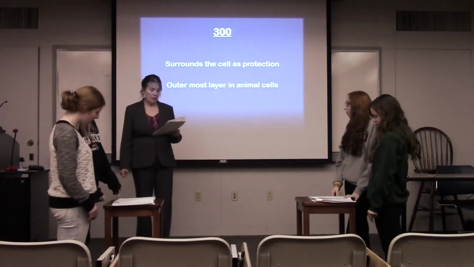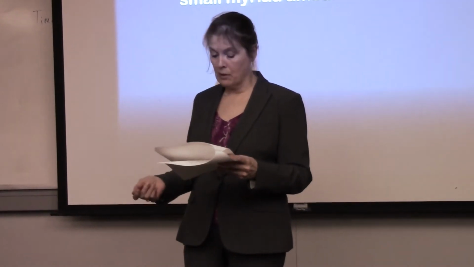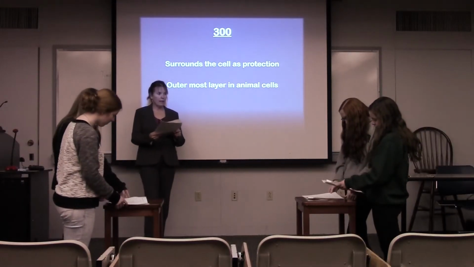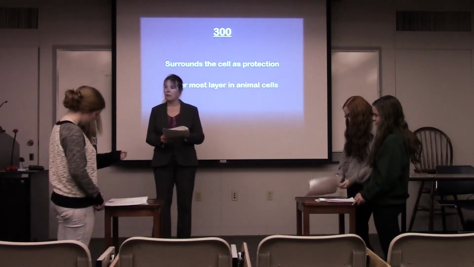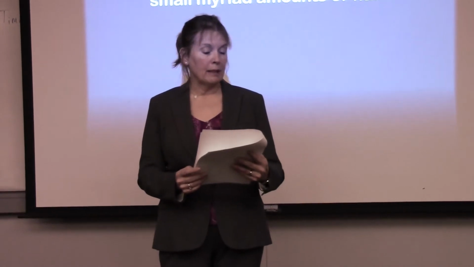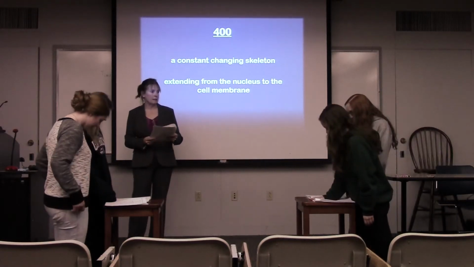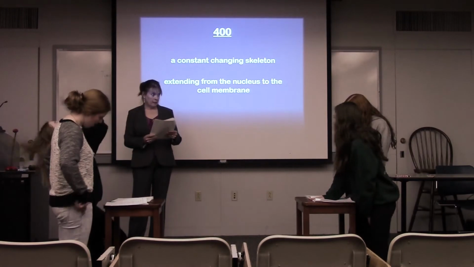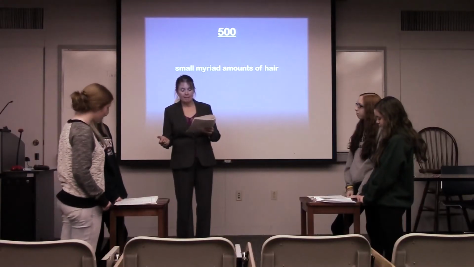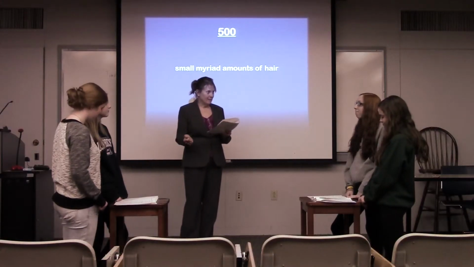Ooh, pizza! What? This surrounds the cell as protection. It's the outermost layer in animal cells. Cell membrane. Cell membrane is correct. Wilmington, now with 1800, and Garnet right behind them with 1700. Yeah, we got this. For 400, this extends from the nucleus to the cell membrane. It's a constant changing skeleton. What is cytoskeleton? Correct. You can still make this, Garnet. Our last question for 500. Are you ready? Okay. Are you ready?